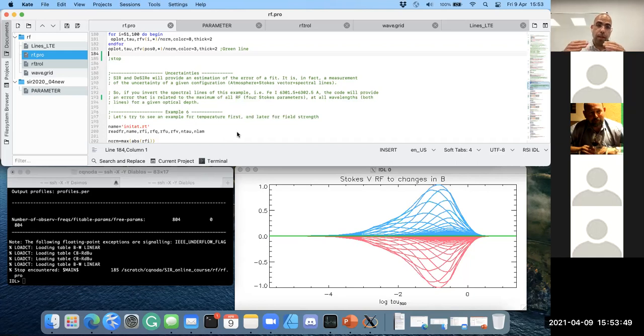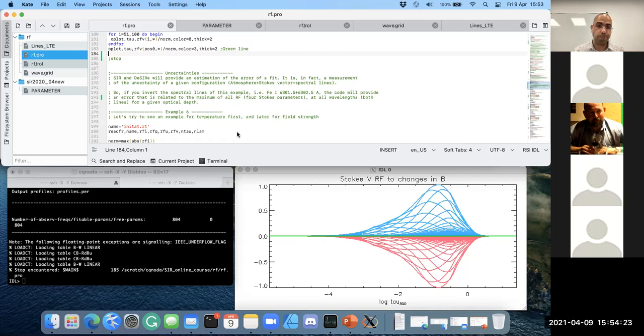So the idea is that the code, if I understand correctly, every time it changes the atmosphere, computes again the response function to know where it should go in changing the atmospheric parameters. And in the case of SER, it's always analytical response functions. And in the case of DeSIRe, it's also analytical response functions, but they are weighted with departure coefficients that we will see later on. But in both cases, they are fully analytical response functions because they are LTE response functions.